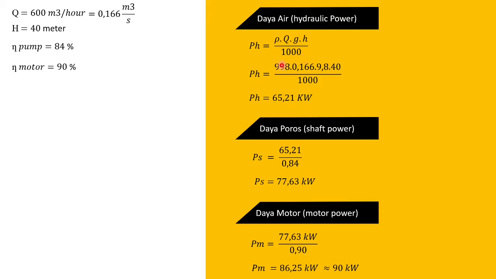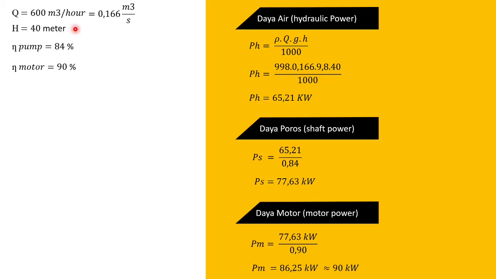The water density value depends on the water temperature. I assume that the temperature is 20 Celsius degrees. So the density is 998 kg per cubic meter. And I get the hydraulic power is 65.21 kilowatt. What does that mean? The pump needs power of at least 65.21 kilowatt to move water with flow rate 600 cubic meter per hour and 40 meter of head.